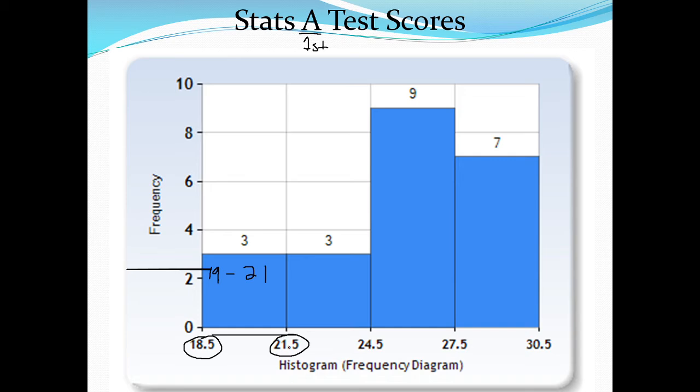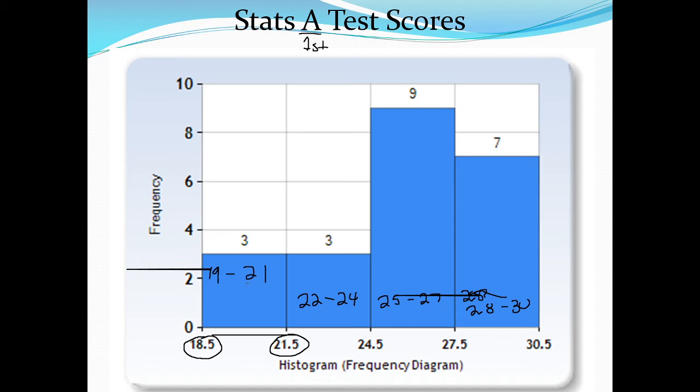This next one here, 21.5 to 24.5, that would represent the class of 22 to 24. This would be the class, let's see, 24.5 to 27.5. So this class would be 25 to 27, and this would be 28 to 30. So again, these are the boundaries of the table, not the actual class limits themselves.